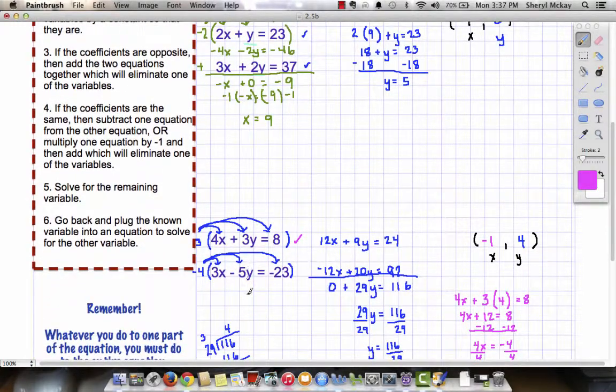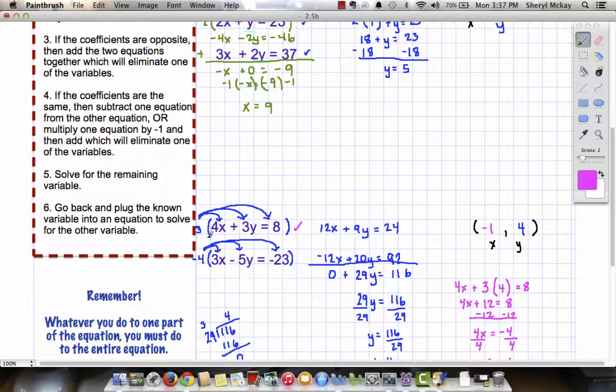Sometimes you have to multiply both of the equations by something to be able to come up with something common. So this is where you get to be a little creative. You could have chosen to eliminate your y's, and then you would have had to multiply your top equation by 5 and your bottom equation by 3, and then you wouldn't have had to make it be a negative 3 because this would have ended up being a negative 15. This one would have been a positive 15. You would have eliminated them. It still would have come out.